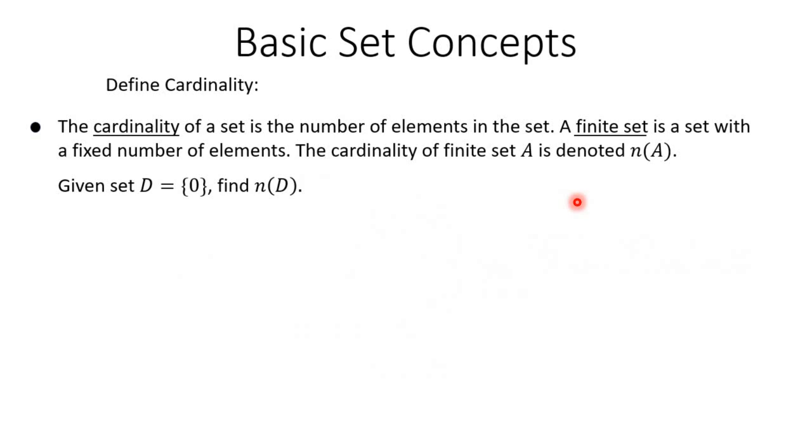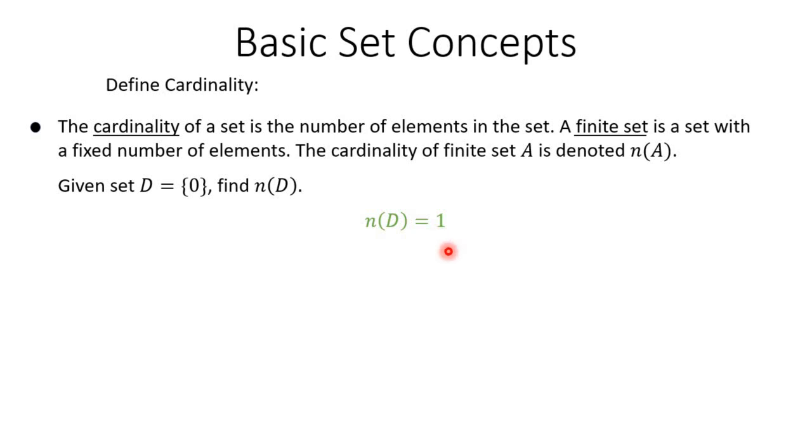Let's look at this set D. And this set D contains the element 0, the number 0. So it asks us to find the cardinality of set D, or the number of elements in set D. Now set D has 1 element, the number 0 in it. So the cardinality of set D is 1.